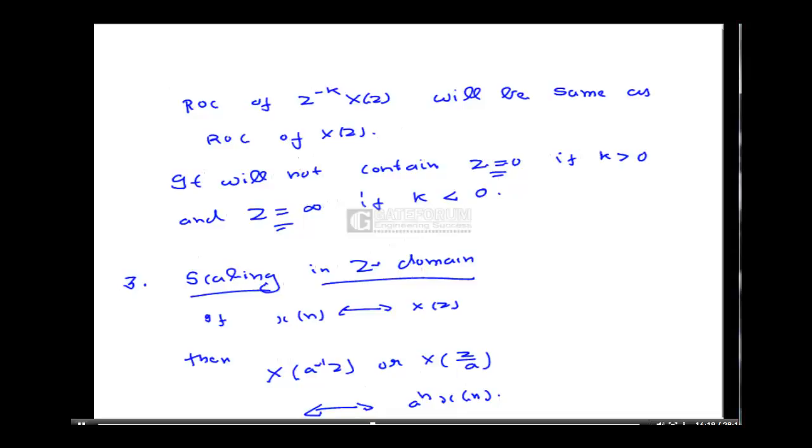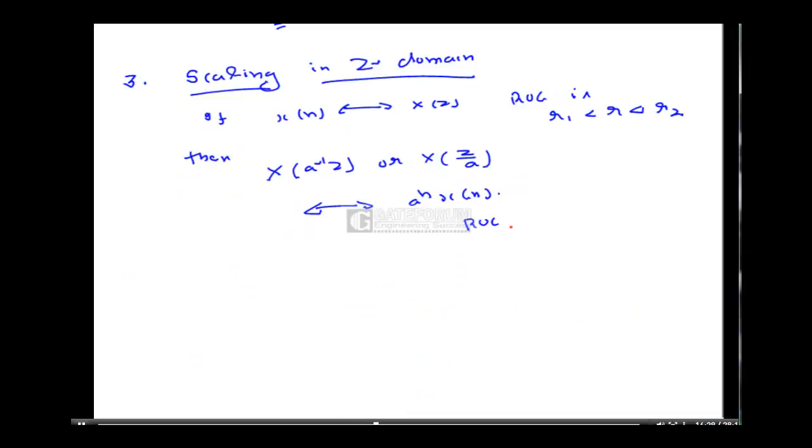How will the ROC change? Suppose the ROC for this is R2, then the ROC in this case will be scaled. So the ROC will also change by the same constant, the same scaling factor by which we are changing the z. This is an important point.